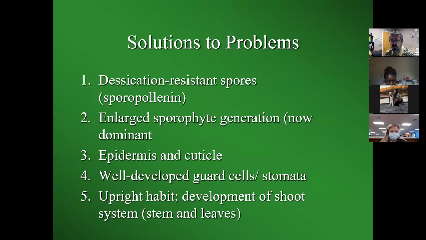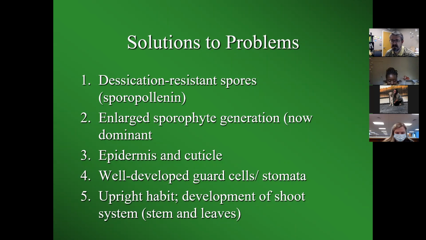Here is one of the major differences. Now I'm emphasizing this, one of the major differences between the bryophytes and the rest of the plants. Here we have a large sporophyte generation. It's now the dominant version, whereas in the bryophytes, it was the gametophyte that was the larger.